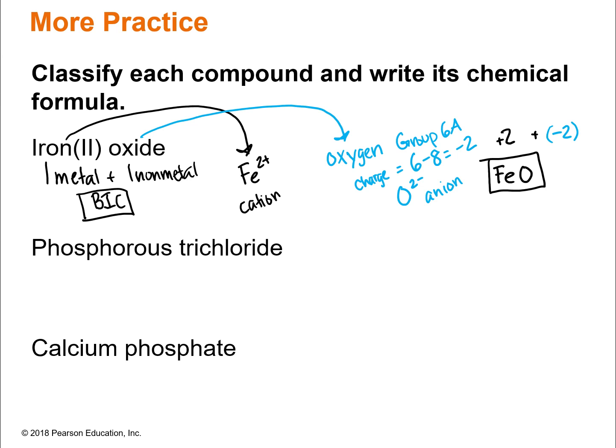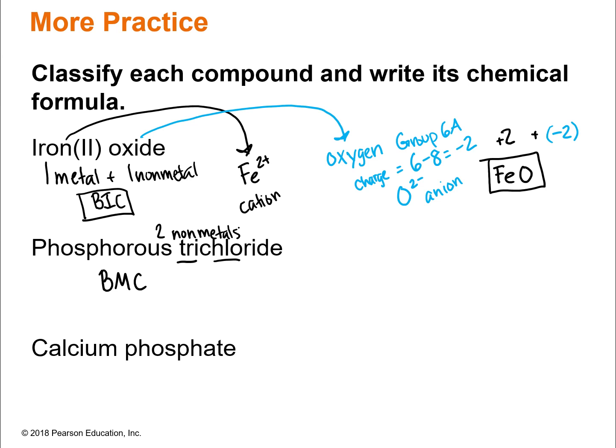Let's move on to this second one. Phosphorus trichloride. Just from seeing the way that this is named, we've got the tri. That clues you in that it's a binary molecular compound. You can also see that we've got phosphorus and something about chlor, which clues you into chlorine. So there are 2 non-metals here. And again, that's a binary molecular compound.